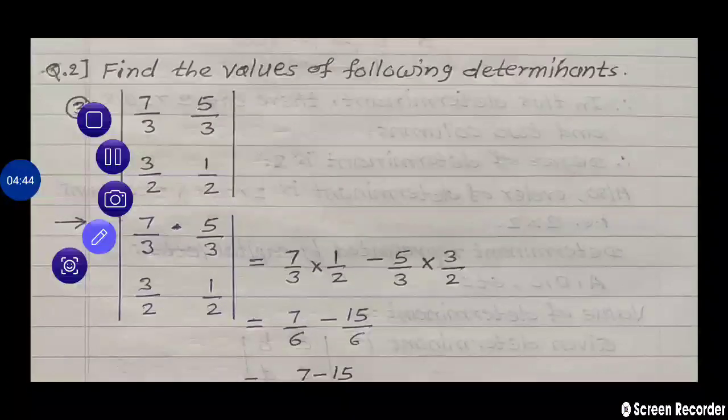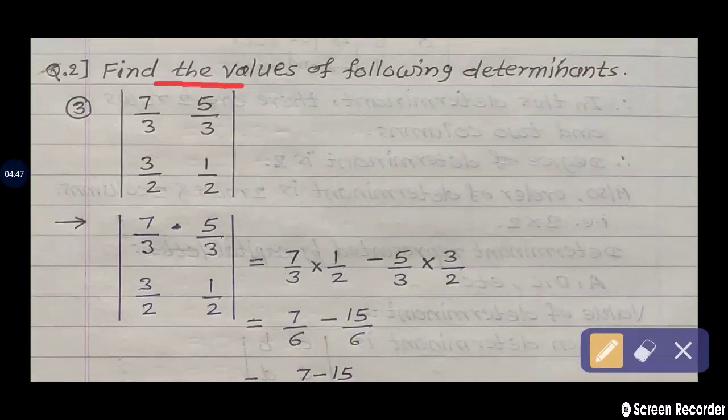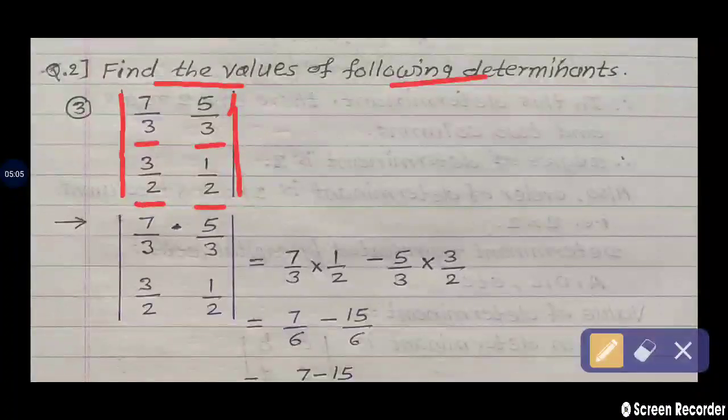In question number 2, again we find the value. See that. Find the value of the following determinants. What type of determinant is given here? That is the fraction. All four terms or elements are fractions: 7 upon 3, 5 upon 3, 3 upon 2, 1 upon 2. At the time of writing the answer, you show this determinant by a capital letter. Therefore the given determinant A is equal to the given determinant.